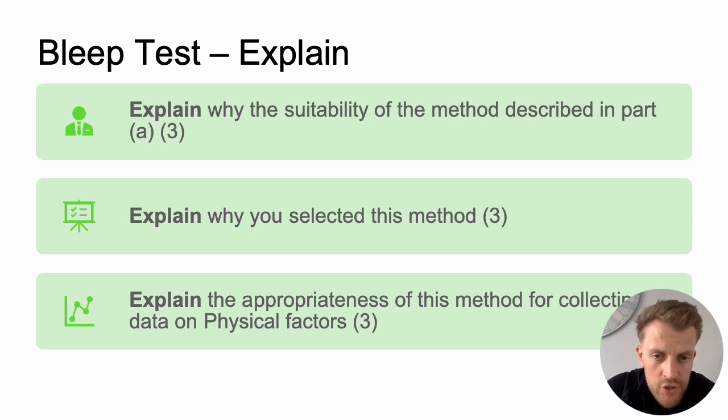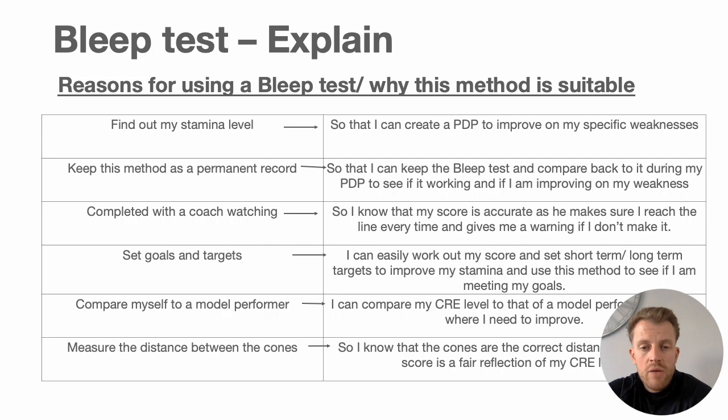So if we look at the top question, explain the suitability of the method described in part A. Explain why you selected this method, or explain the appropriateness of this method. And here we're looking for 3 reasons why we might use a Bleep test. And these would be things like what you can see here. So we might use a Bleep test to find out our stamina level, and then so we can go and create a training program to improve that specific weakness.